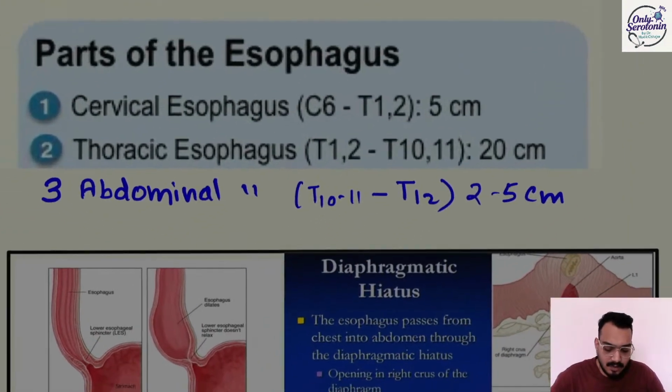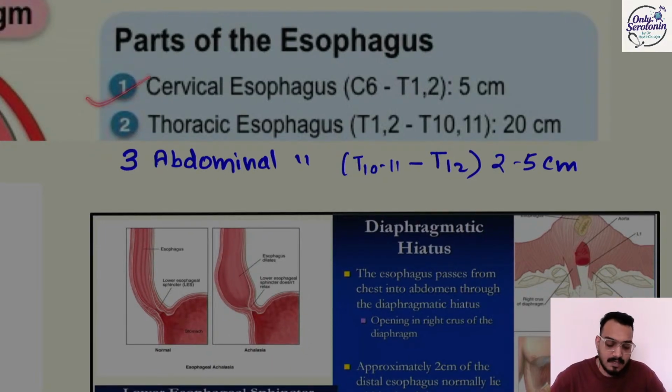So what are these parts known as, guys? The first part is known as the cervical esophagus, then we have the thoracic, and then the abdominal esophagus. What about the cervical, guys? It is starting from C6 and ending where? It is ending at T1 and T2, around 5 centimeters in length.